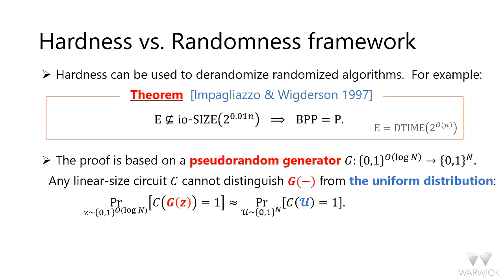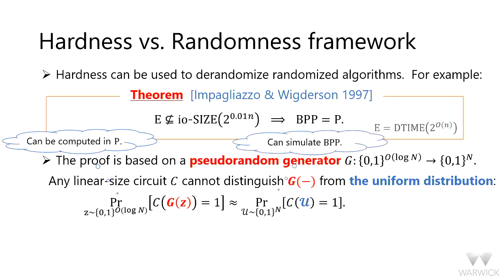And once we have such a pseudorandom generator, we can derandomize BPP as follows. The left-hand side can be computed in polynomial time because there are at most polynomially many seeds, so you can enumerate all possible z in polynomial time. On the other hand, the right-hand side has the power to simulate BPP. So in this way, once you have such a pseudorandom generator, you can show that BPP equals P. This is denoted by the approximately equal sign subscripted with C, and we say that G is computationally indistinguishable from the uniform distribution.